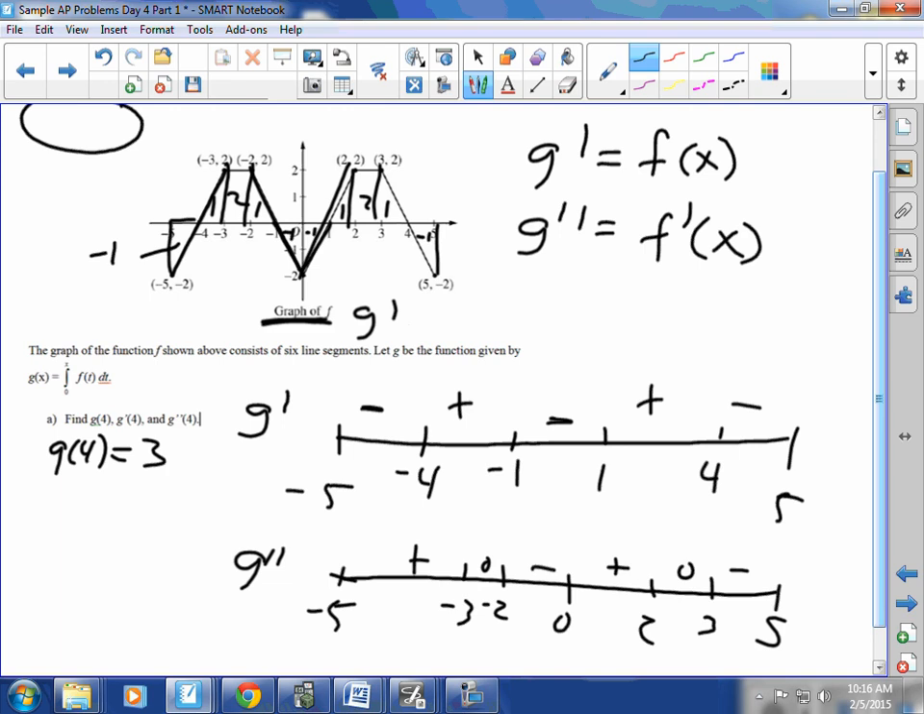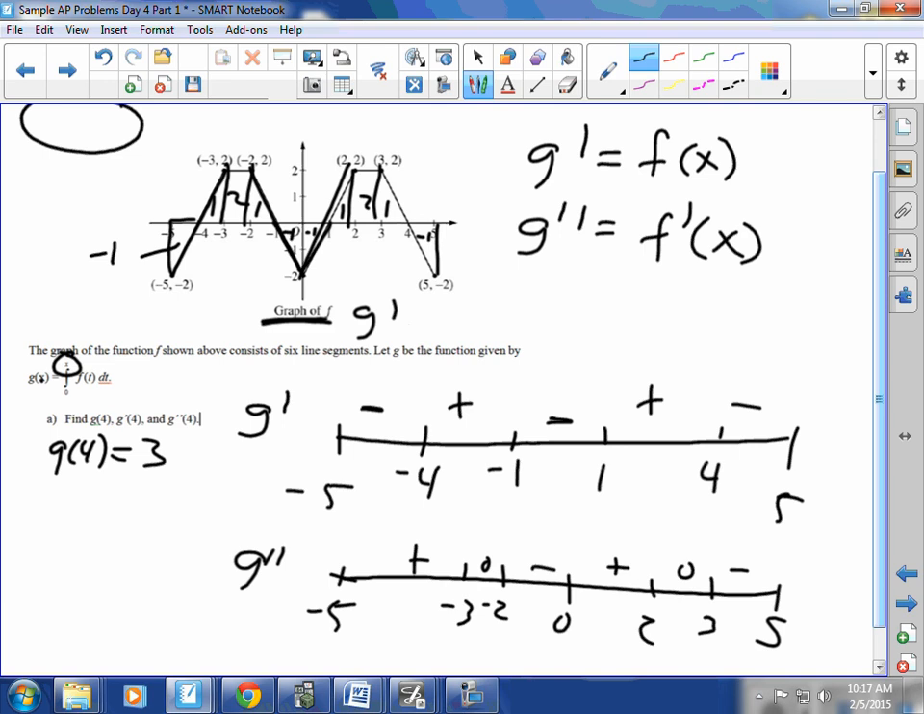Yeah. I thought that graph was g prime. It is. Then why can we substitute 4 in? Oh. I substituted 4 right here for that x. And so g of 4 turns out to be the integral from 0 to 4 of function f.